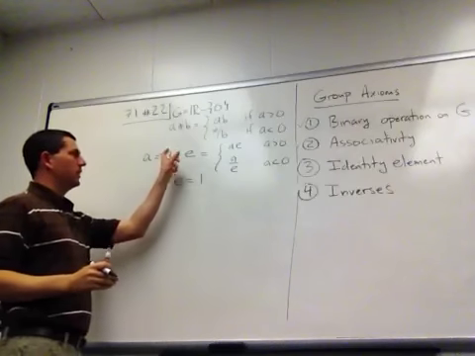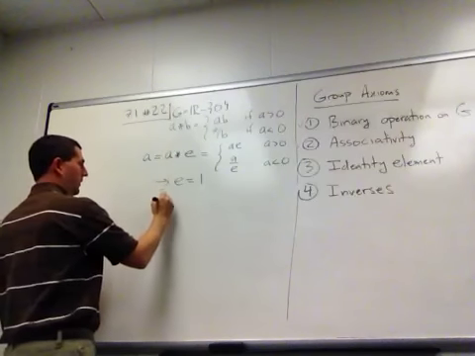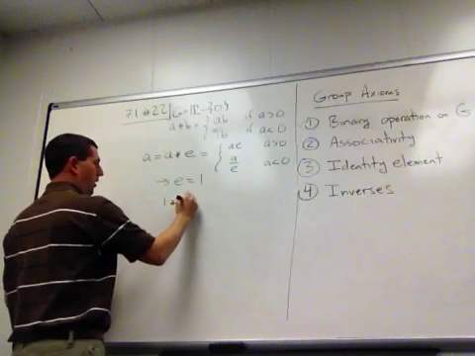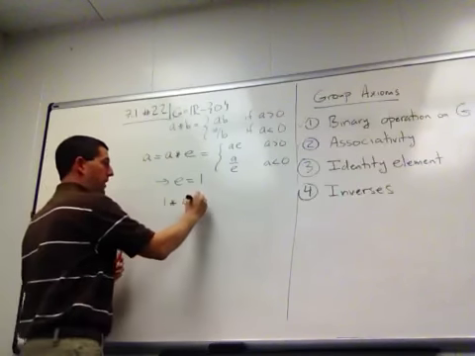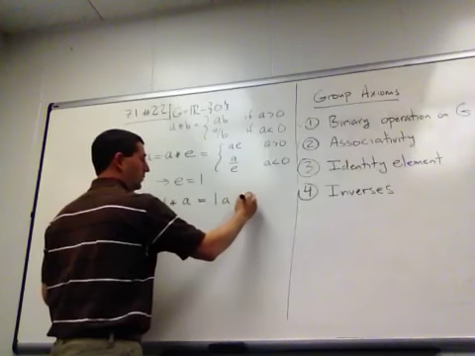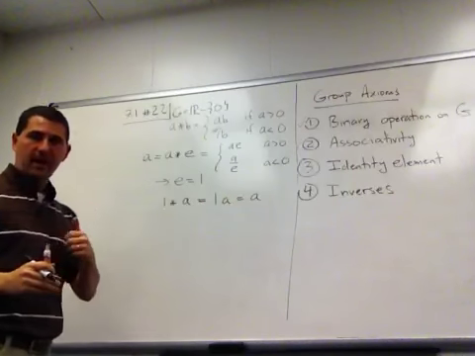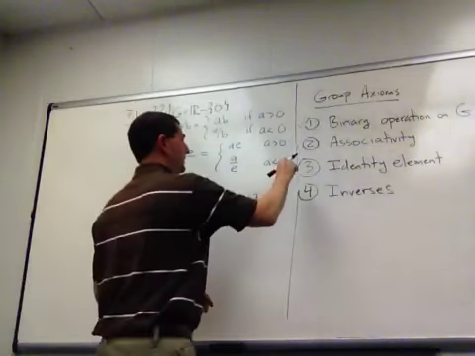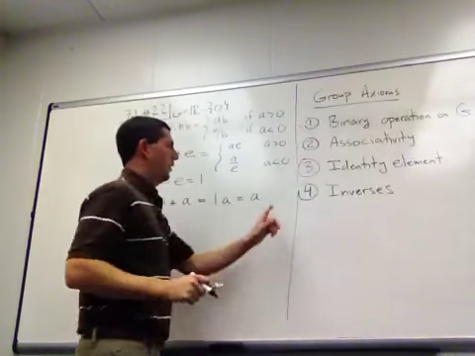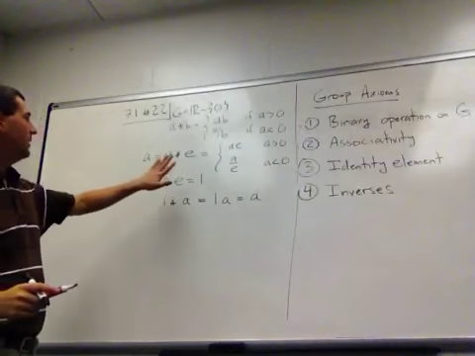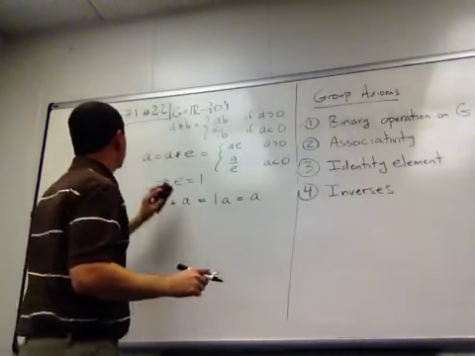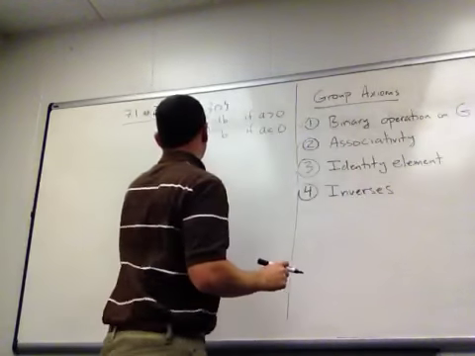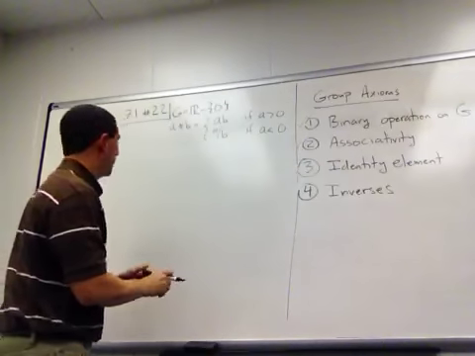Okay, let's make sure that it works in both directions. What if I do 1 star A? Well, 1 is positive, so we know that this is just going to be 1 times A, which is equal to A. Fantastic. We've got an identity element. Okay, to get inverses, we need to find something to star with A and get back to 1. Okay, fine. Let's see what it has to be.